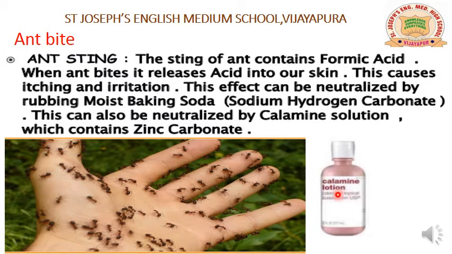It is acidic because acid has entered your skin, right? So we need to use sodium hydrogen carbonate or calamine solution to make it neutral. See, if we want to make it neutral, we need to add a base to the acid. Here formic acid is released into our skin. So by rubbing it with calamine lotion, it becomes neutral.